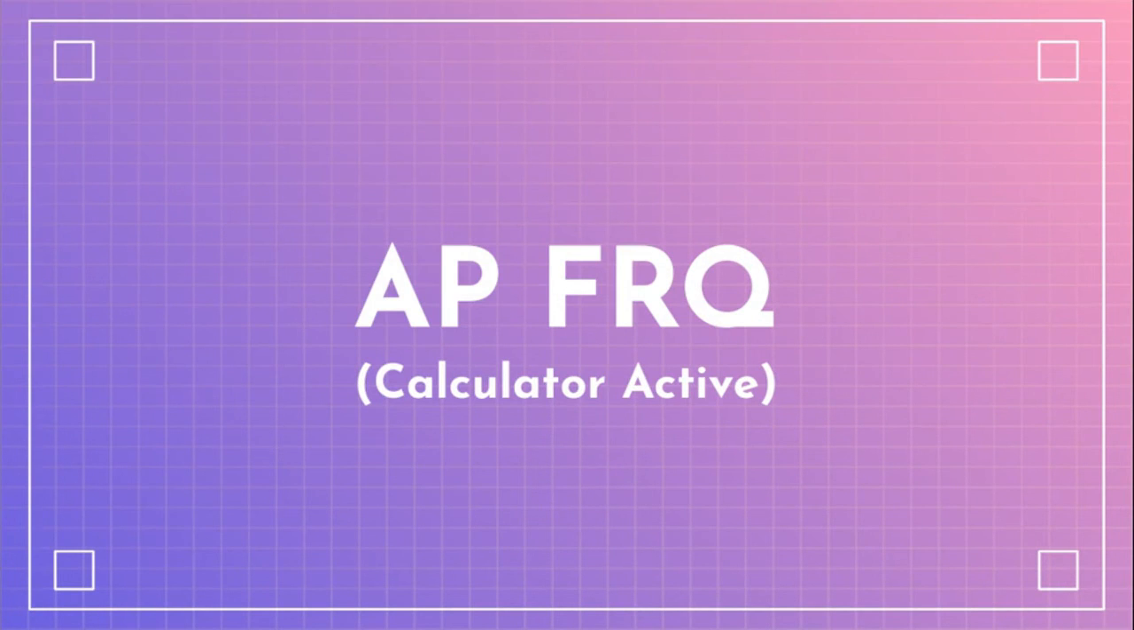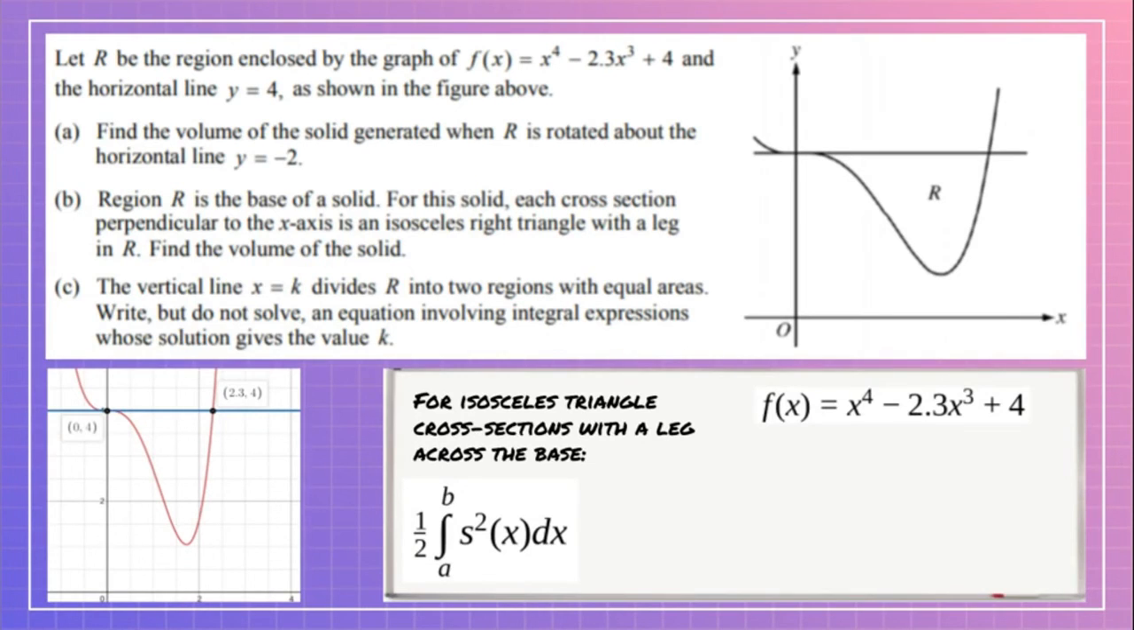Now we're going to do an AP free response question. This one was taken from the 2014 test. Here we have 2 equations: f of x equals x to the 4th minus 2.3x to the 3rd plus 4, and y equals 4, which creates the figure we see to the right. For this question, we're only going to be doing B because it pertains to our topic.